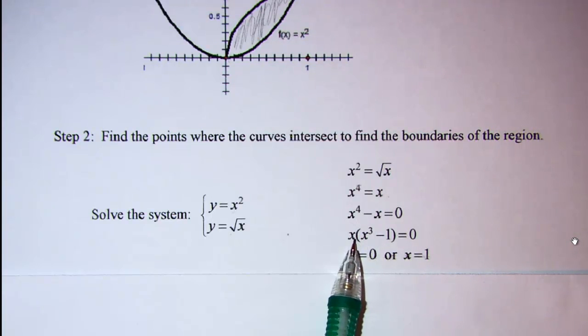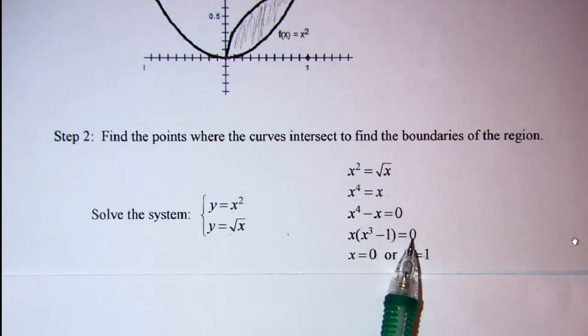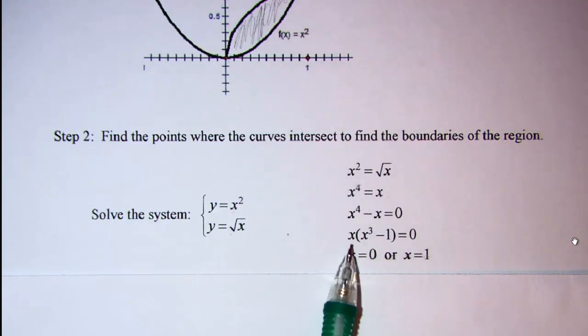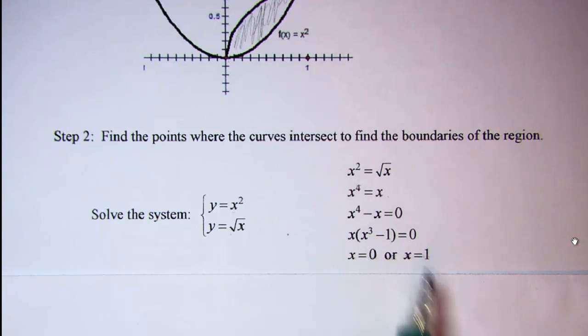And so we have x times x cubed minus 1. That product is equal to 0, so each factor is equal to 0. So x is equal to 0, and x cubed minus 1 is equal to 0. When you solve x cubed minus 1 equals 0, you get x equals 1.